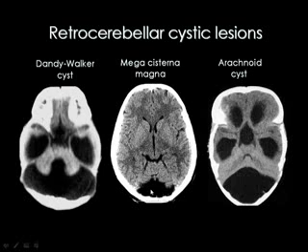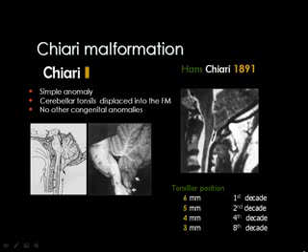In the megacisterna magna, everything is okay except for enlargement of the cisterna magna. And in the retrocerebellar arachnoid cyst, you can see the cyst not communicating with the fourth ventricle, with supratentorial obstructive hydrocephalic changes due to compression of the fourth ventricle.